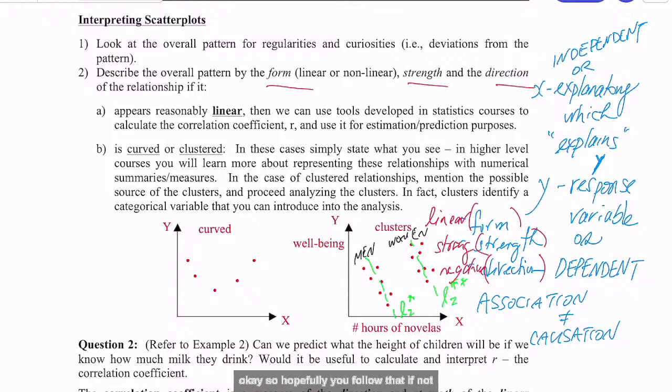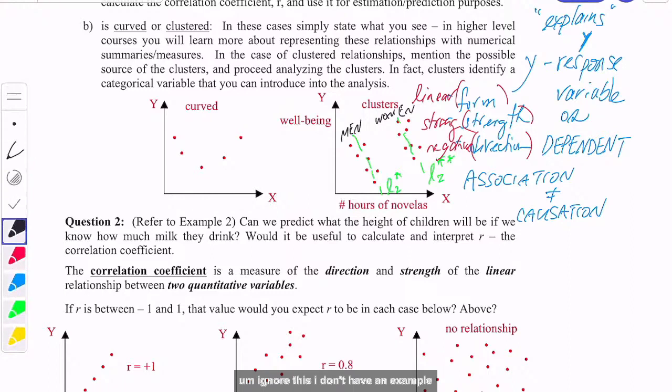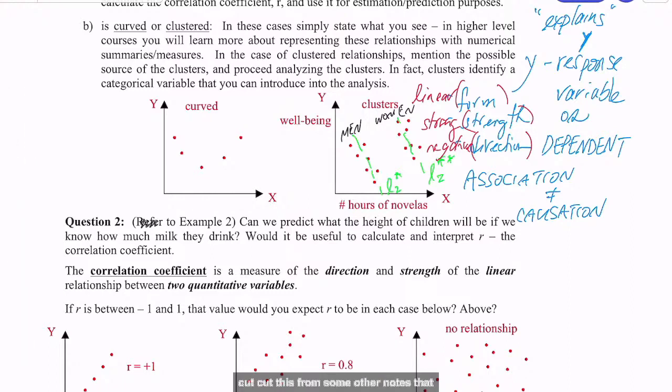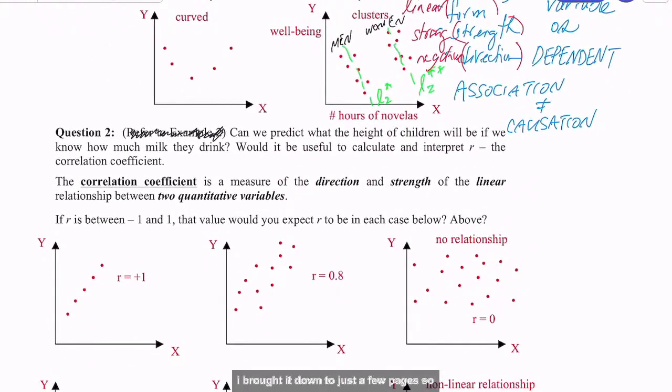Okay, so hopefully you followed that. If not, watch the video again. All right, so let's talk about lines then. Ignore this. I don't have an example 2. I should probably edit that. This is just from other notes, because I cut this from some other notes that I had. I brought it down to just a few pages.